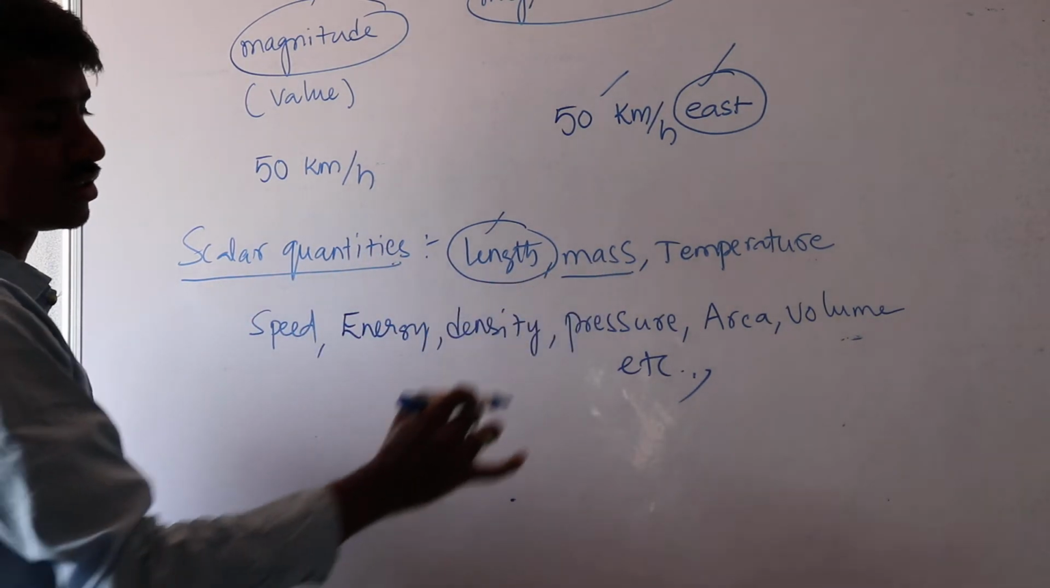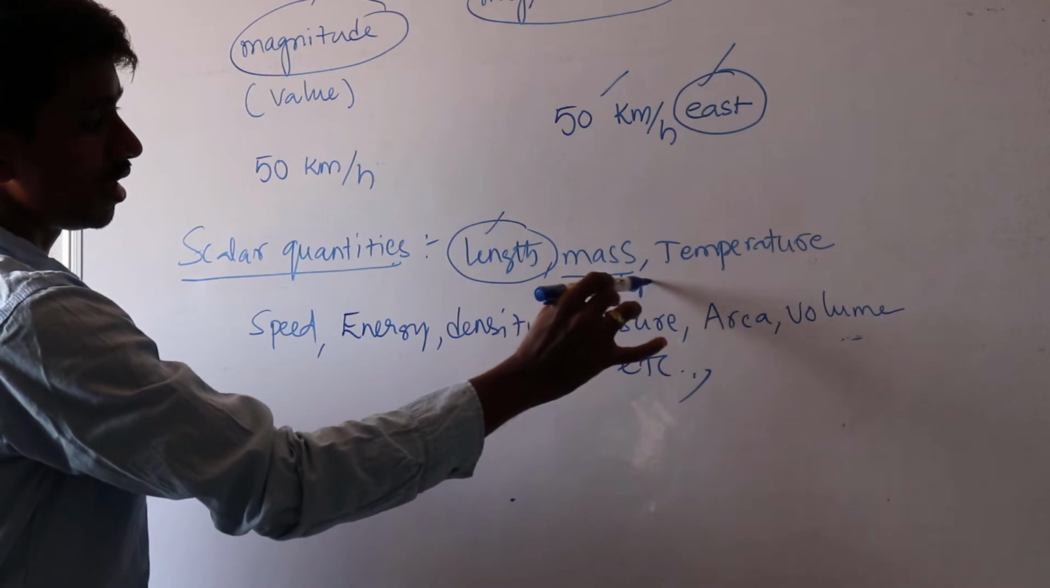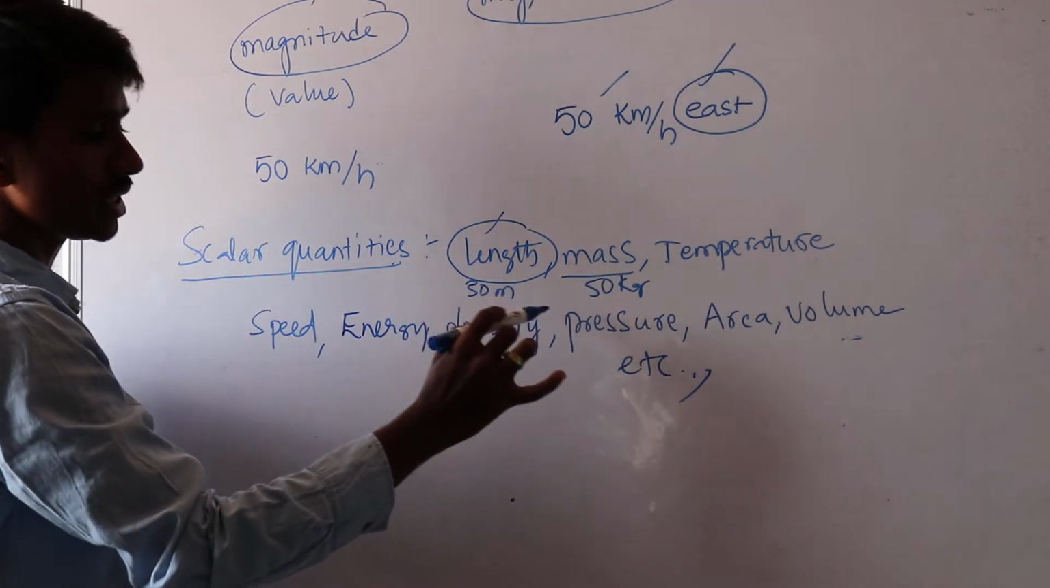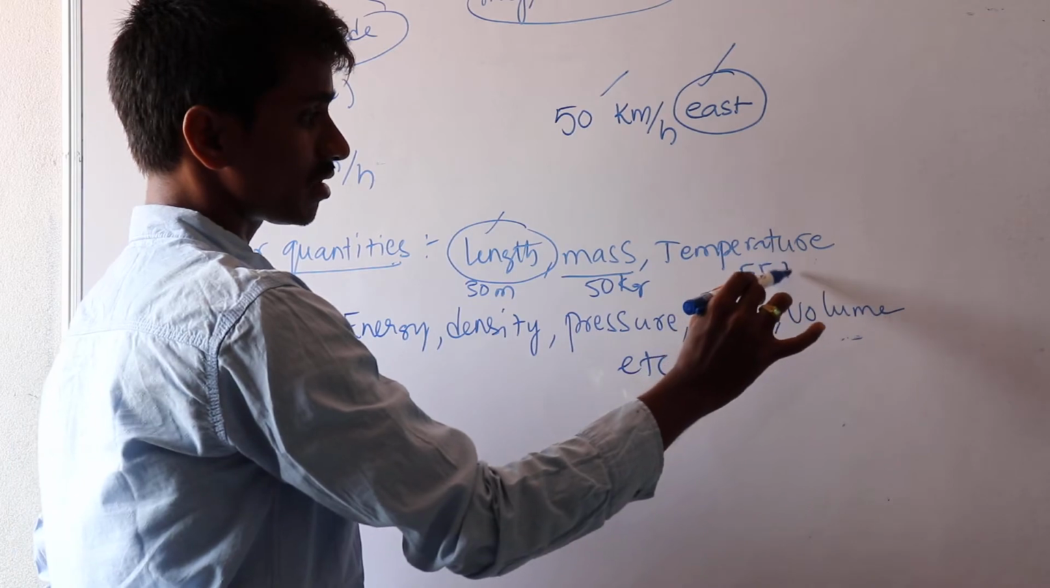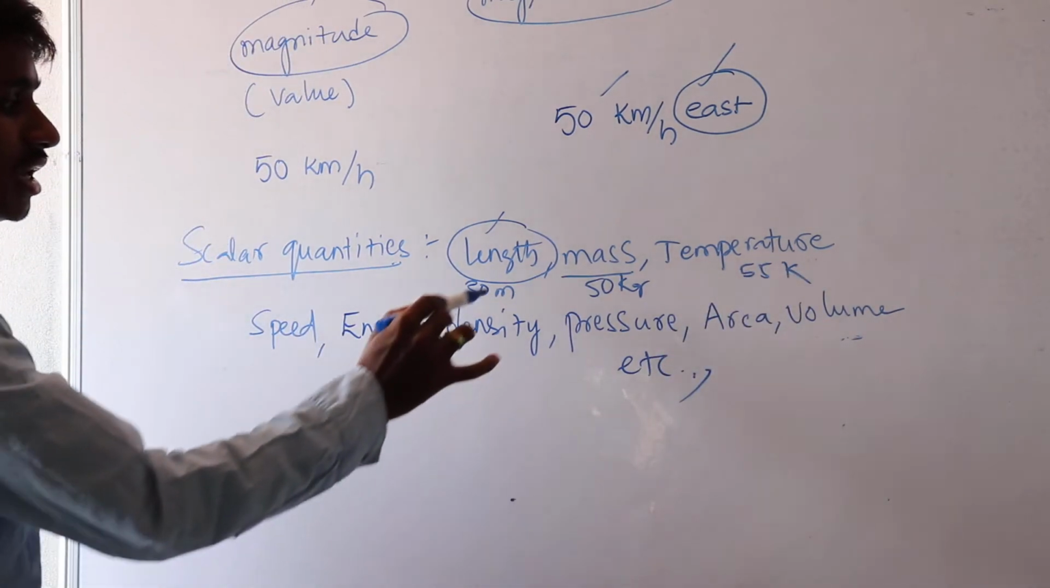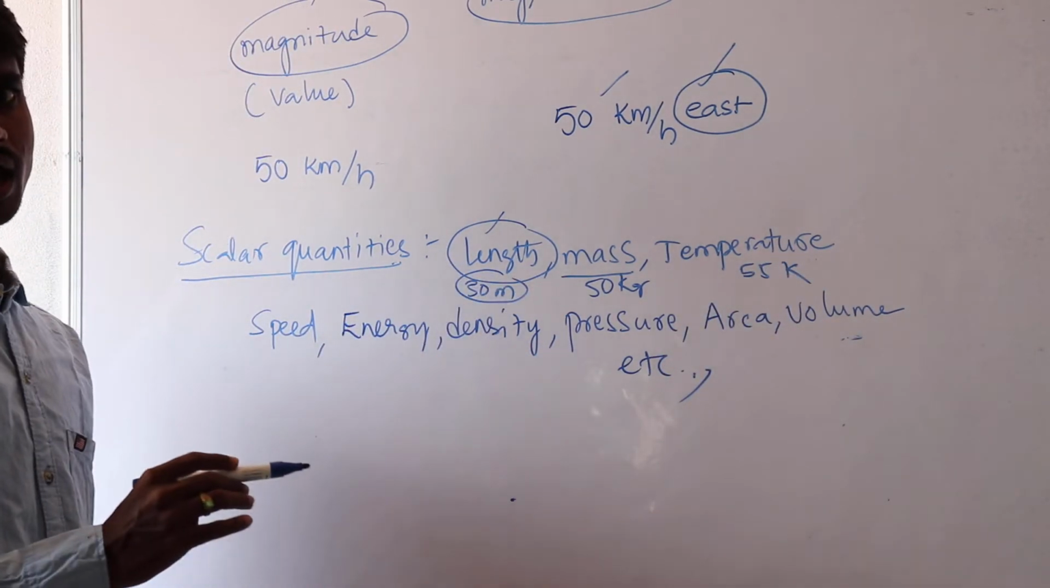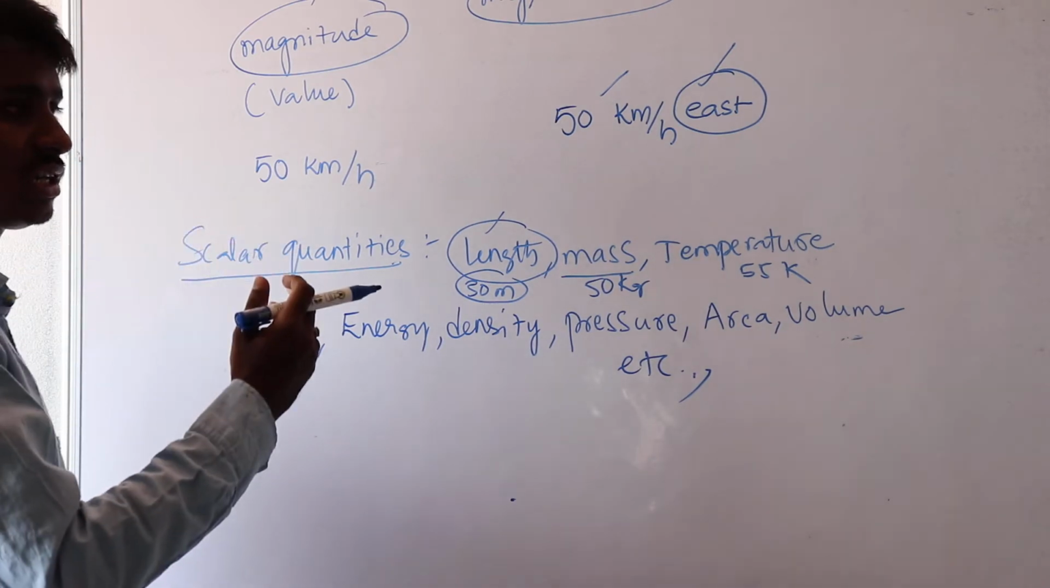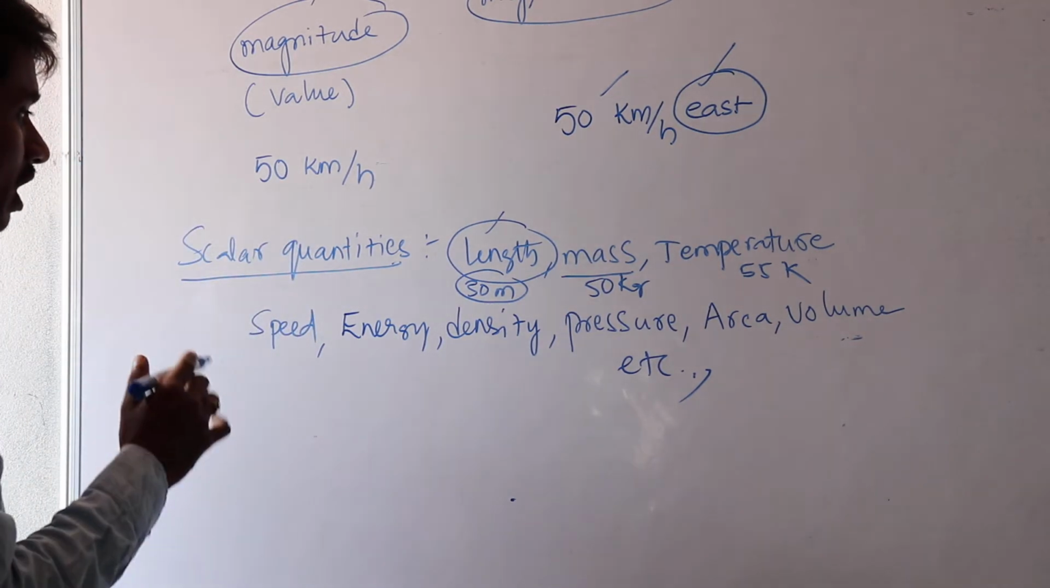Mass itself: 50 kgs like this, or 30 liters. Temperature: 55 Kelvin like this. We have to measure, there is no direction. We haven't mentioned any direction in this, so that's why we call them scalar quantities.